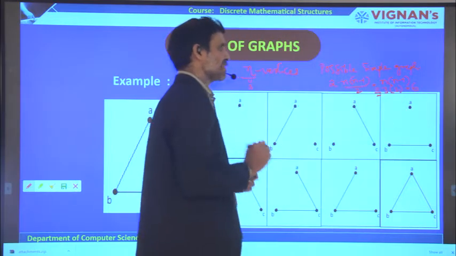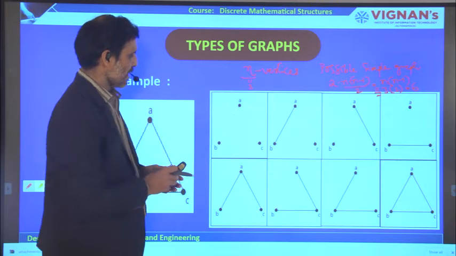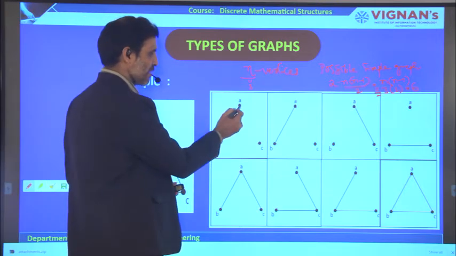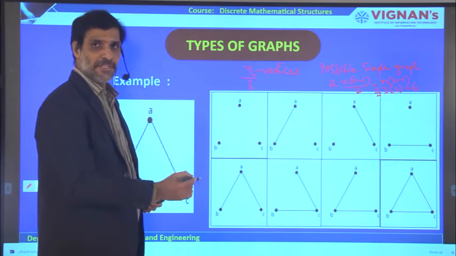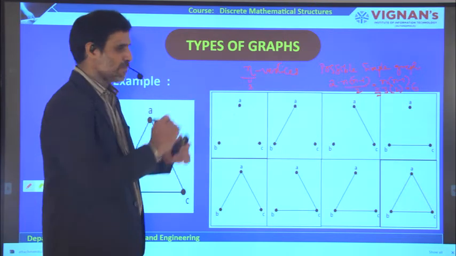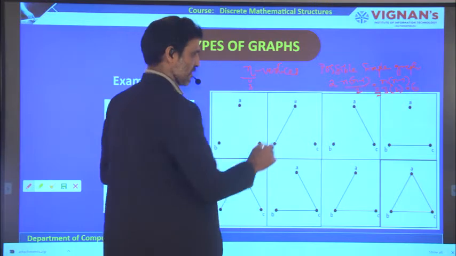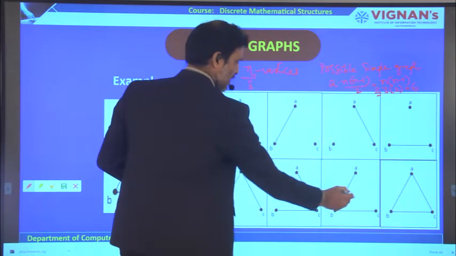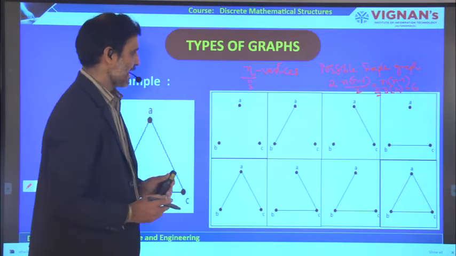So the possible simple graphs which we can get with 3 vertices are, so this is the one graph. This is a simple graph, and we can also call it a null graph because it does not contain any edges, so a null graph is a simple graph. Another simple graph is this one, and another simple graph like this. If you observe all these graphs, you will get totally 8.